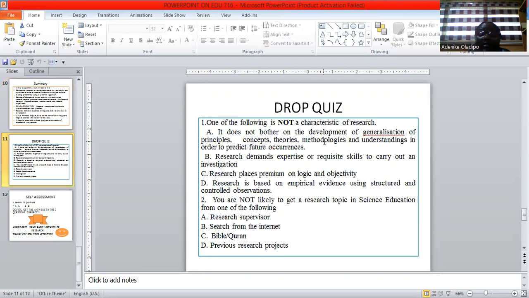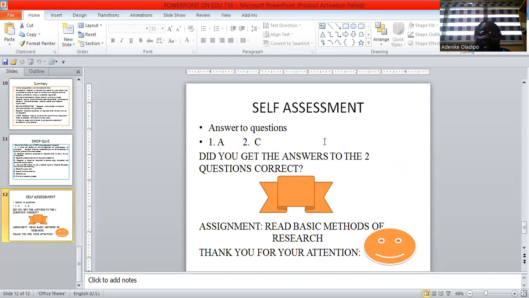Thank you for doing that. Now let's see if you were able to get the 2 questions correct. The answer to question 1 is A. The answer to question 2 is C. Did you get the answers to the 2 questions correct? If you did, kudos. For our next engagement, please read basic methods of research.